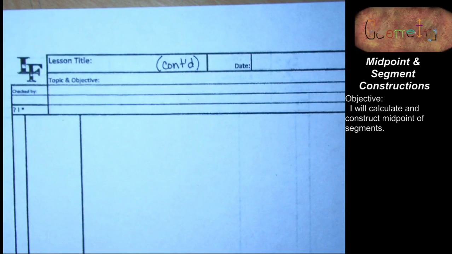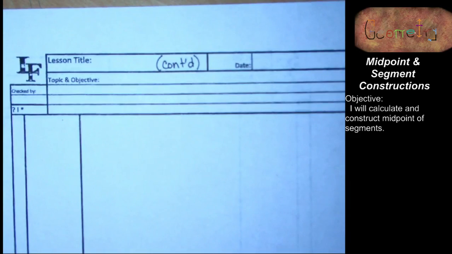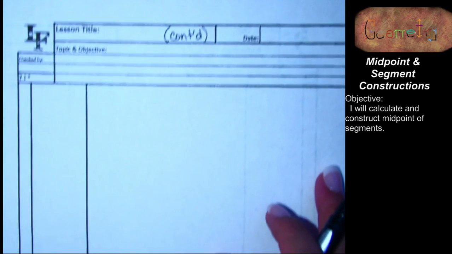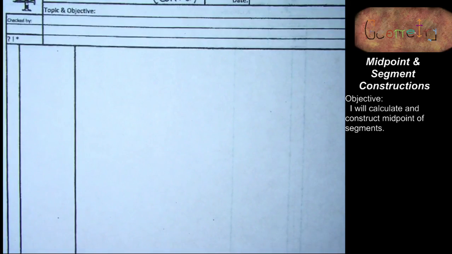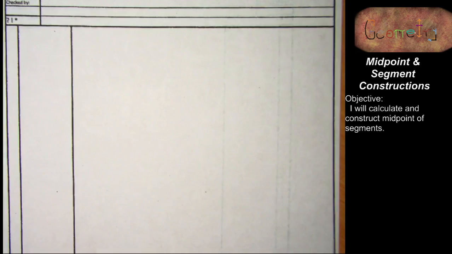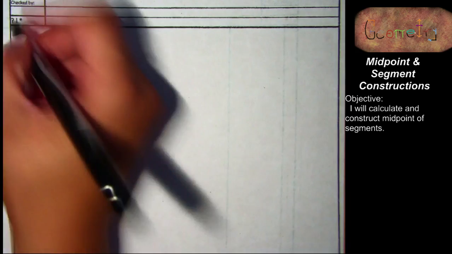So today's lesson, we're looking at midpoint and segment constructions. This is part 2, midpoint and segment constructions continued. We have the same objective as our last lesson, which was calculating and constructing midpoints of segments. Last time we calculated. We used our formula and we found the numbers. Today we're going to focus on the physical construction, being able to draw physically where these things are. Okay? So let's start off with our constructions.